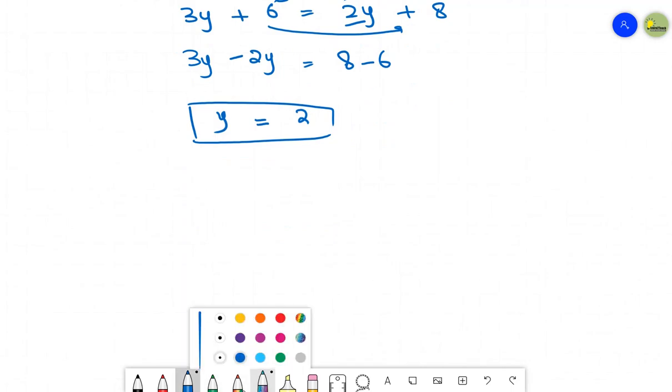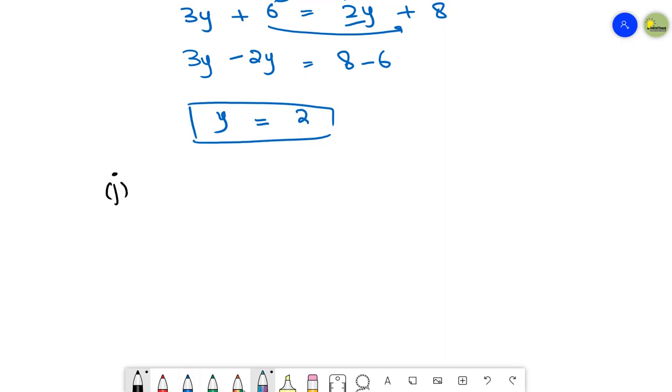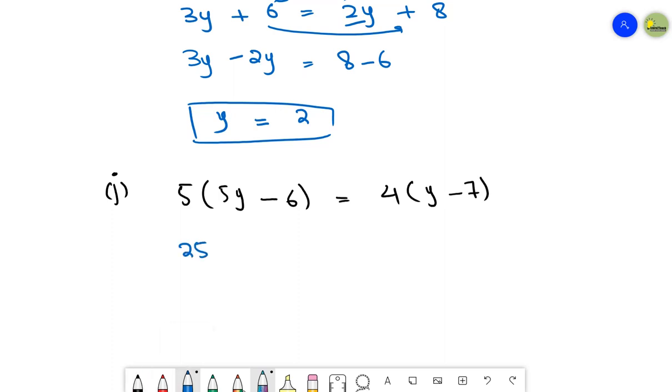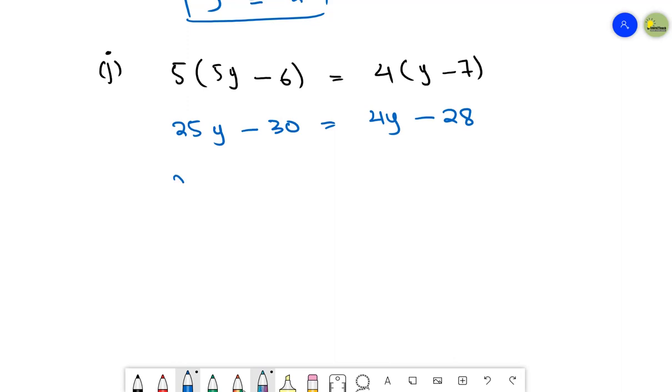Now, after part I, I am going to do part J. In part J, it is given that 5 multiplied by (5y minus 6) equals 4 multiplied by (y minus 7). Just open the brackets. 5 5s are 25y minus 5 6s are 30 equals 4y minus 4 7s are 28. Now we need to move the like terms together. 4y when shifted to the other side becomes minus 4y, and minus 30 shifted to the other side becomes plus 30.